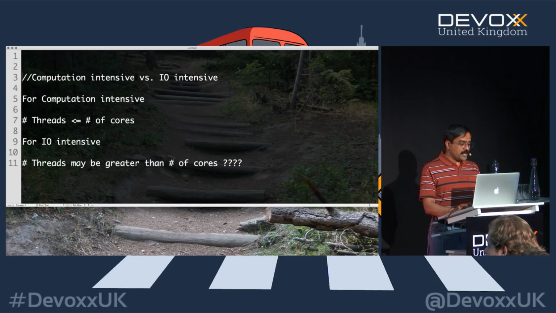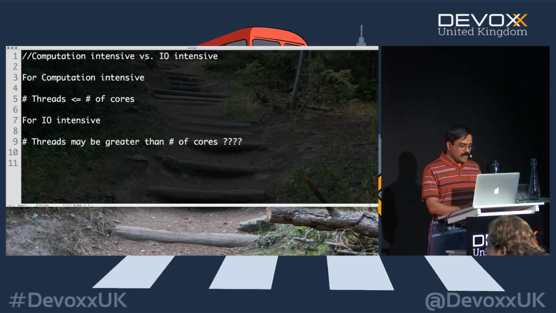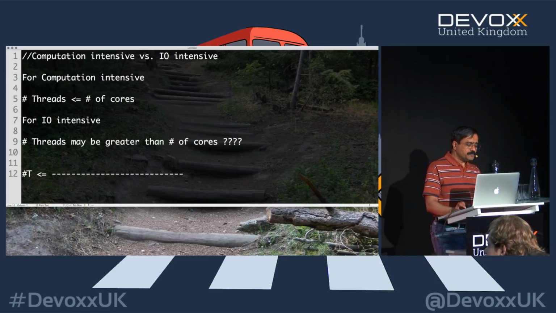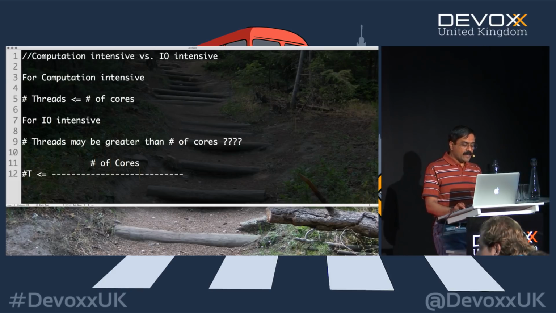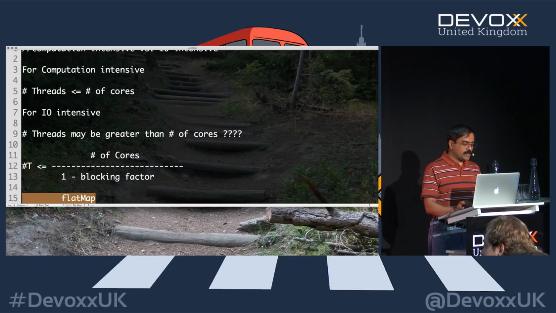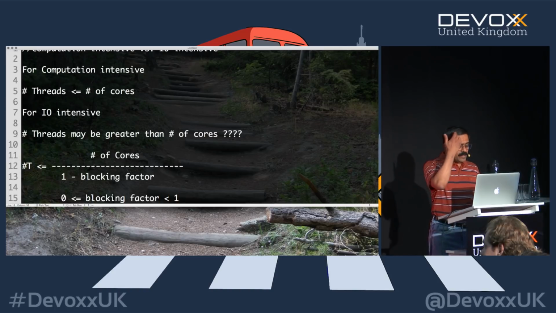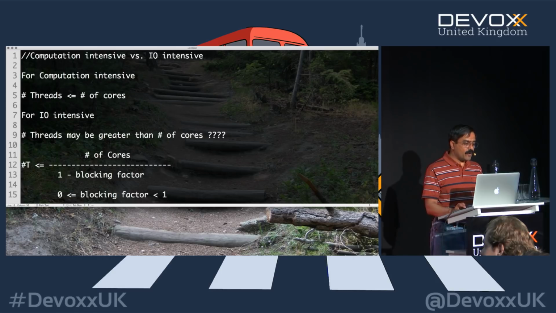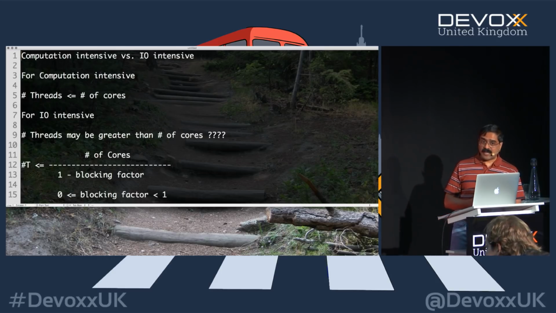Well, to answer that question, let's draw a little formula. The formula is: number of threads is less than or equal to, keep in mind, it is less than or equal to, not equal to, number of cores in the numerator, and the denominator is 1 minus the blocking factor, where the blocking factor is 0 less than or equal to the blocking factor less than 1. So this becomes the formula for determining the number of threads.